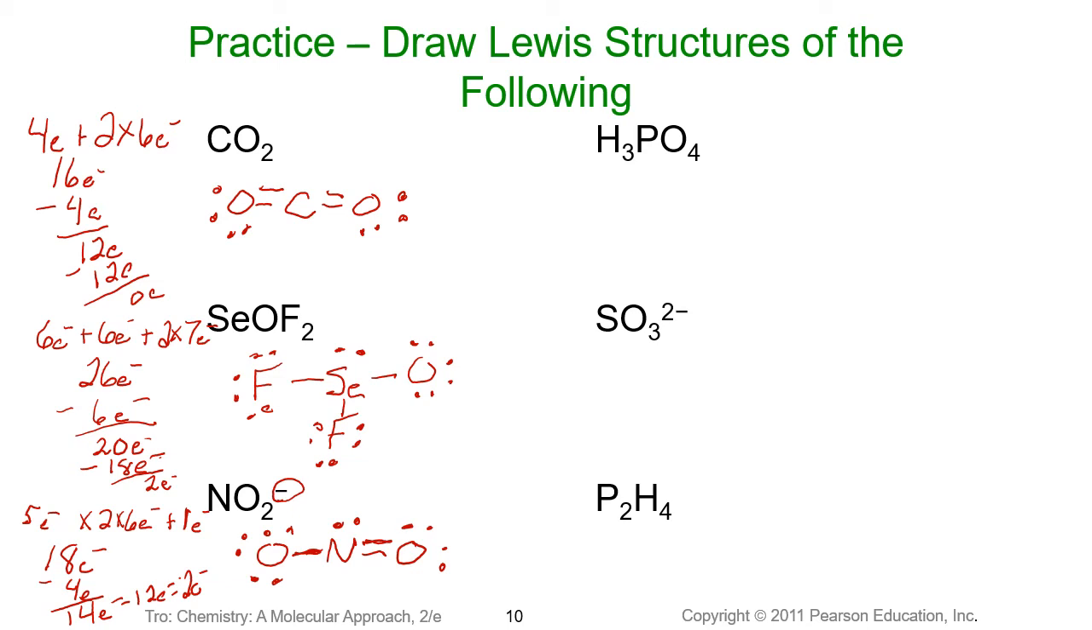If we look at H3PO4, this is an oxy acid. We add up our electrons. We've got 3 times 1 electron for the hydrogen. Our phosphorus has 5 valence electrons, and each oxygen has 6. So we've got a total of 32 electrons to work with. Our hydrogens are going to be attached to the oxygens, and phosphorus is further left and down than oxygen, so it is going to go in the center.